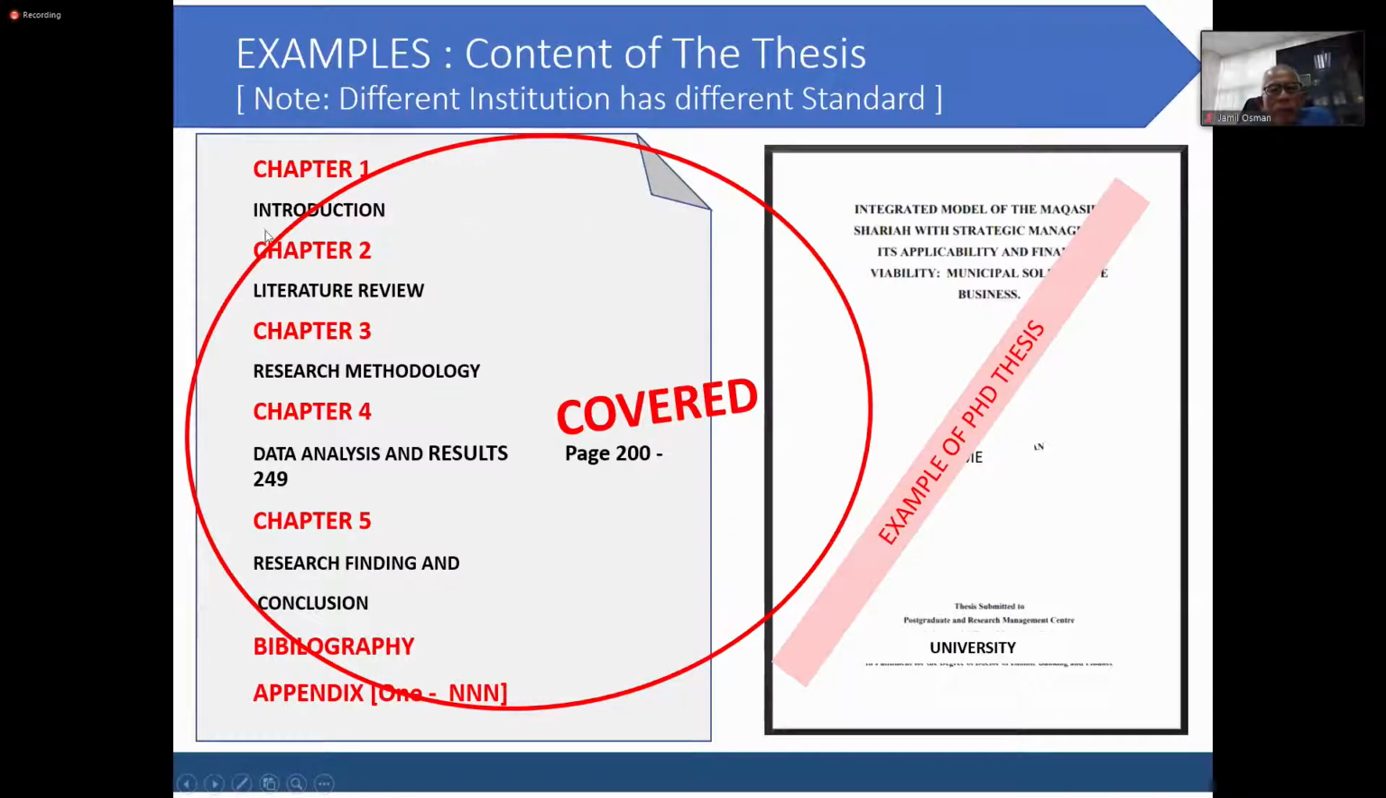Just an example. They have in chapter 1 the introduction, literature review, research methodology, data analysis and results, and then research findings and conclusion, bibliography and so on. These are just examples. Okay, and today perhaps Professor Dr. Aslam will be able to proceed with the detail of how, for various universities and various industries, report writing should be done, for example, how industry is different from university. So I leave it to Dr. Aslam to proceed.